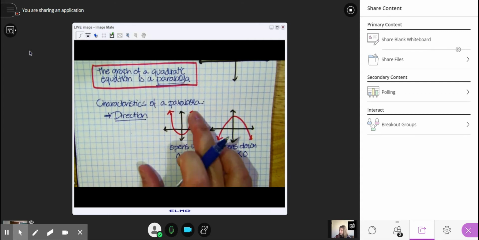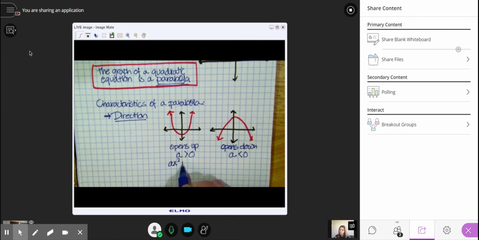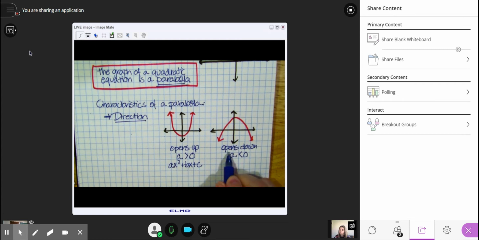So if a parabola opens up, then it starts with like 4x squared or 2x squared or just an x squared. If our parabola opens down, then it's going to be a negative something. So this will look like ax squared plus bx plus c, where a is greater than 0. If it opens down, then it would be a negative ax squared plus bx plus c.